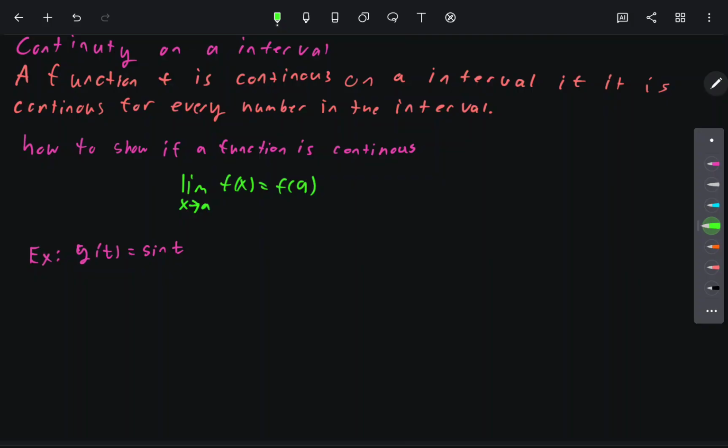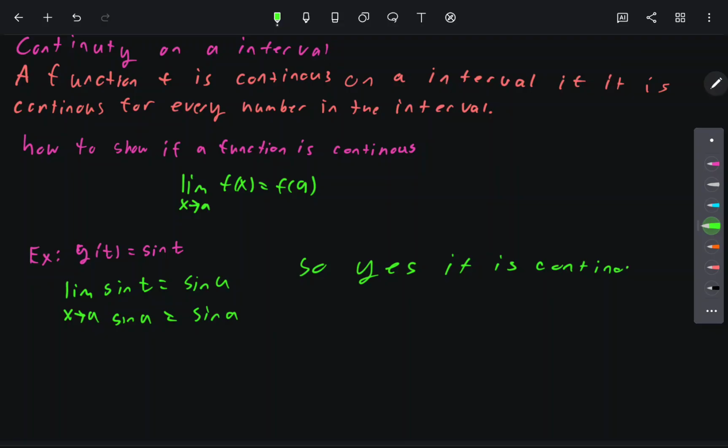Well, let's use some algebra here. Let's take the limit as t approaches a of sine of t, and we want to know if it's equal to sine of a. Well, we can use direct substitution since there's nothing really wrong with that point, so we get sine of a is equal to sine of a. So yes, it is continuous in the interval.